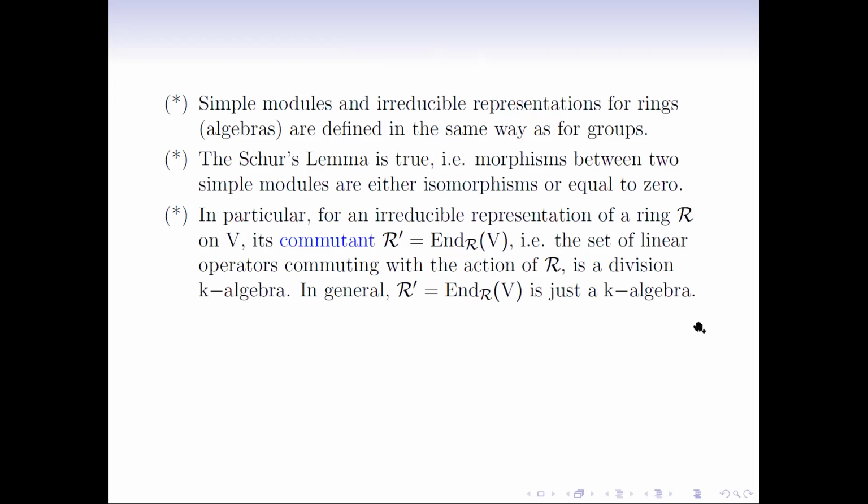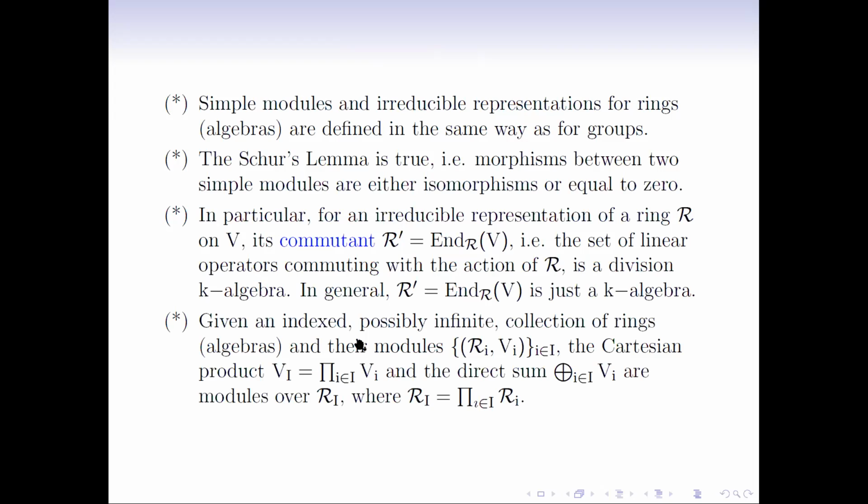If we have an index set I, possibly infinite, of rings or algebras and their modules Ri, Vi parameterized by I, such that Vi is an Ri module, then the Cartesian product of them and the direct sum are modules over the Cartesian product of all rings.